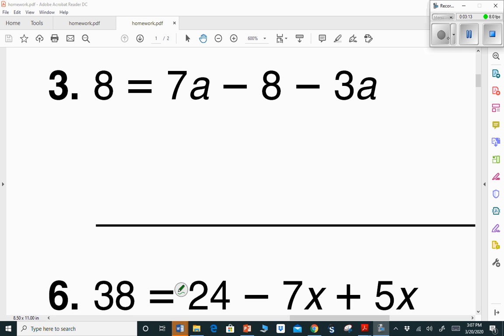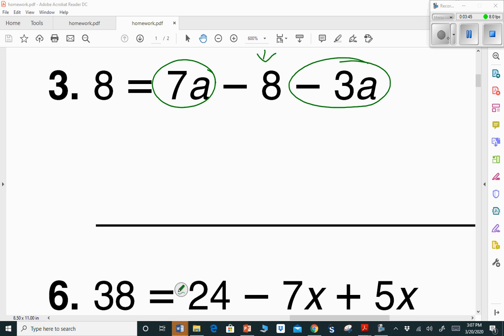Number 3 is actually very similar to the others. Go ahead and copy it. 8 equals 7a minus 8 minus 3a. The only difference really is that your a terms are over here on the right, and we kind of like them over here on the left, but it really doesn't matter. Since all the a's are over here on the right, 7a and minus 3a, let's just leave the a's there and get rid of this minus 8.